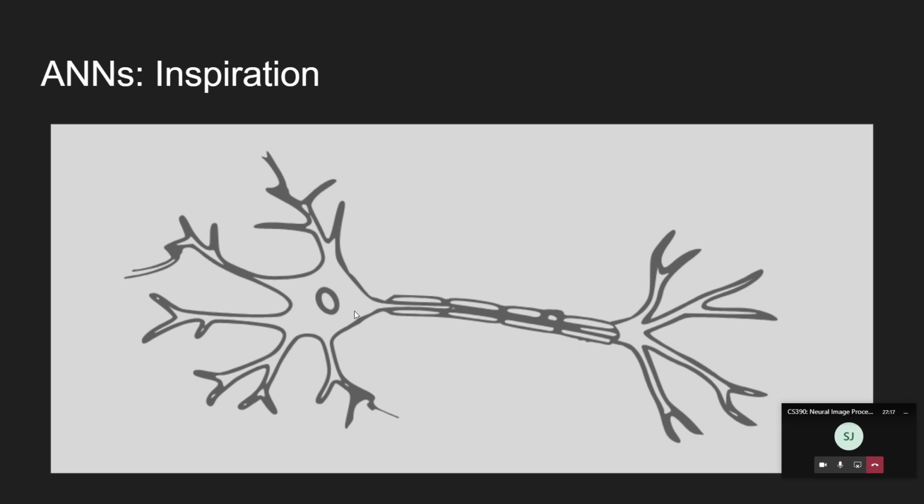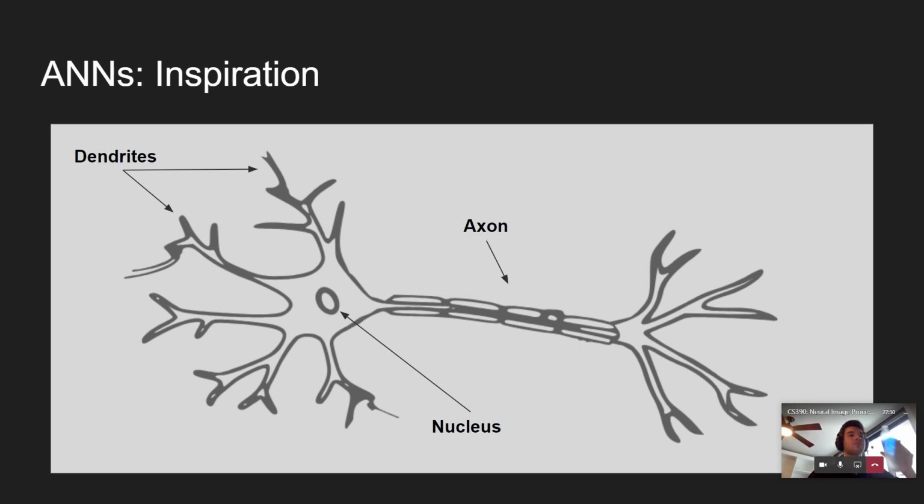What's this? The nucleus. Yep, and the cell body, but in the cell body is the nucleus. The important things we're looking at here are definitely these. We have our dendrites, our nucleus, and our axon, and that's what we're going to see as being our inspiration of our structure.